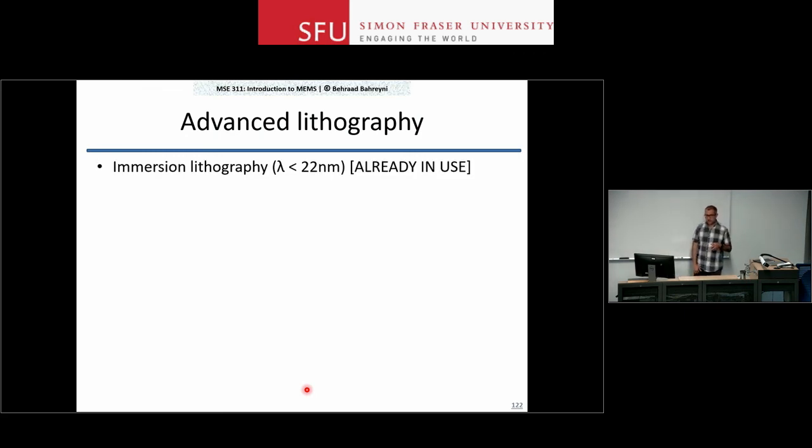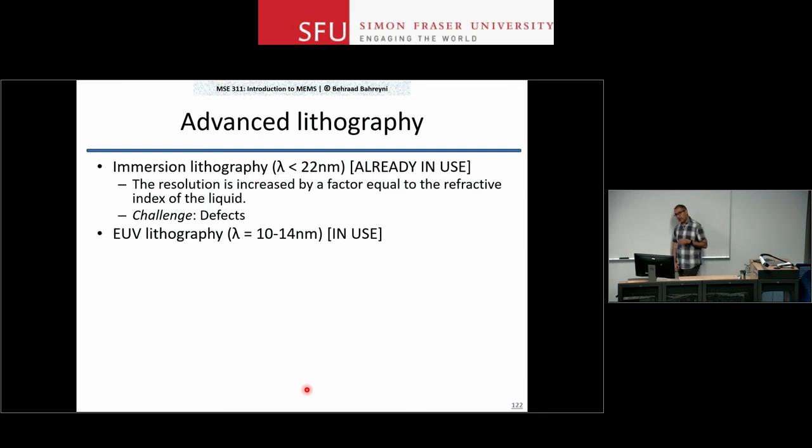Nowadays, there are techniques, or tricks, to improve the resolution. So remember, lambda was determining your resolution both for projection and contact or proximity printing. One trick that we can use, that we already have talked about, is that we can fill the gap between the mask and the wafer with a liquid. And by doing so, the wavelength of the light will be shorter in that liquid. We should therefore be able to pattern smaller areas, smaller features. This is called immersion lithography that is already in use.